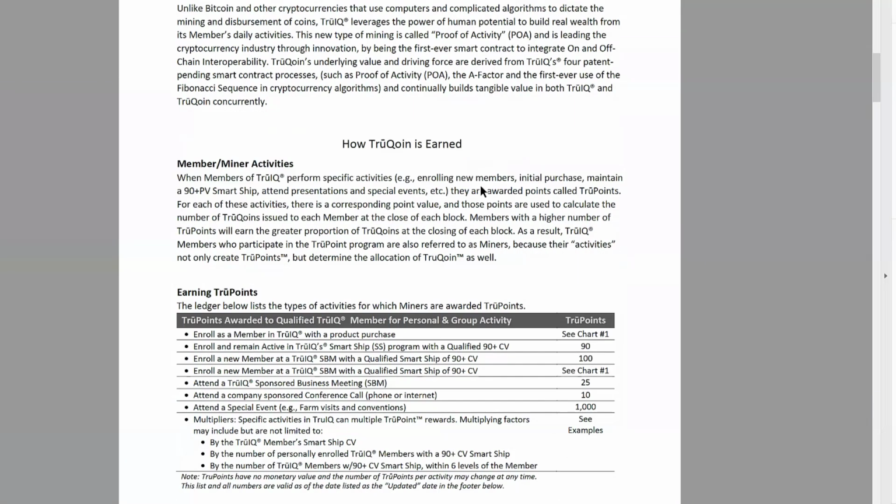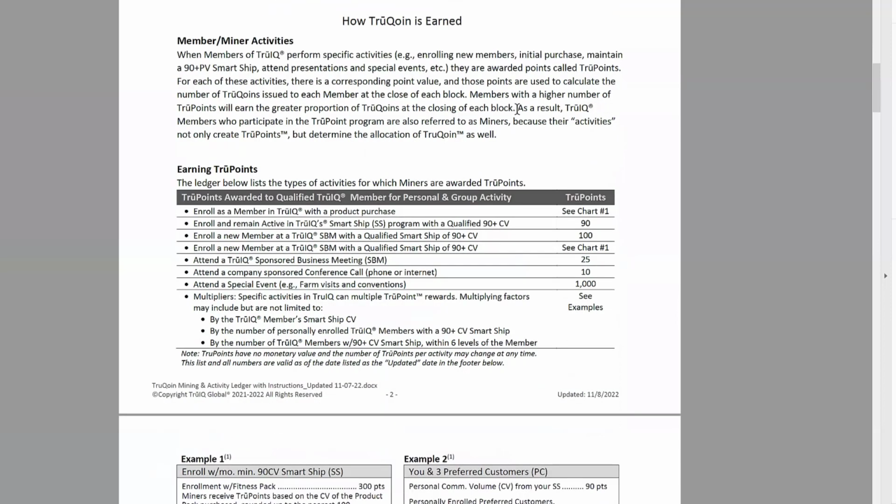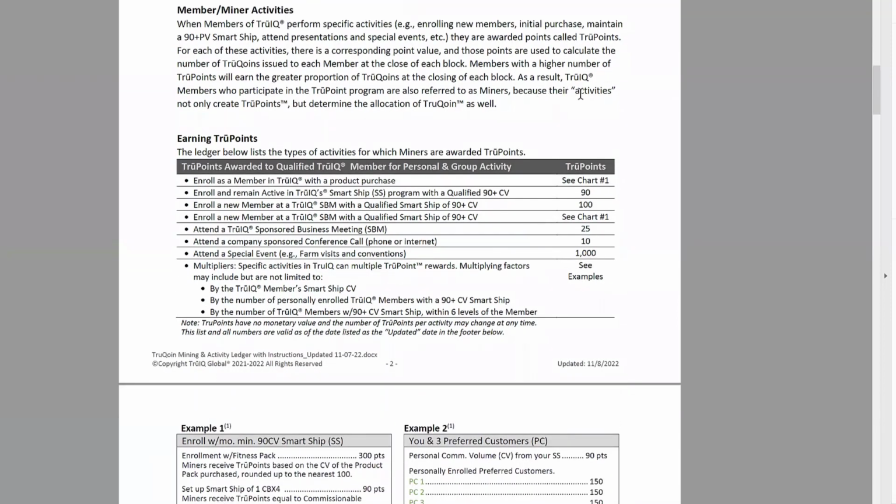But I'm going to scroll down here and show you a couple examples. I know we've talked a lot about how when you enroll in TruIQ and you buy a pack, for example, you earn points for buying that pack. If you sponsor somebody into TruIQ and they purchase a pack and then get on SmartShip, not only do you get points for that, you get points for their SmartShip, you get points for their buying a pack, and you get points for all your activities.